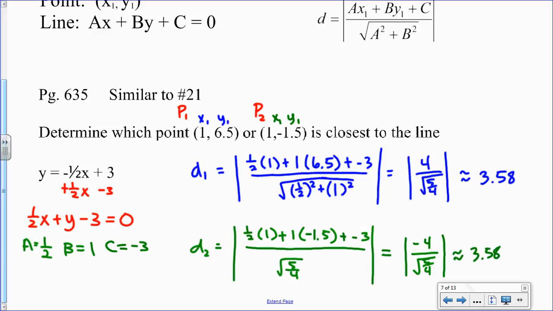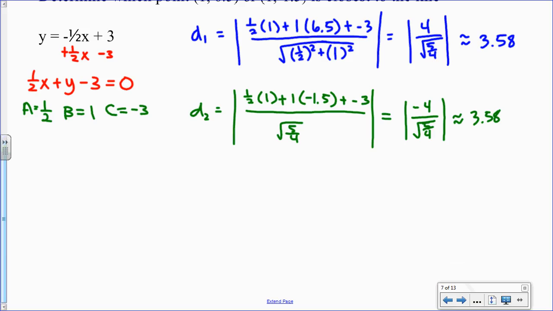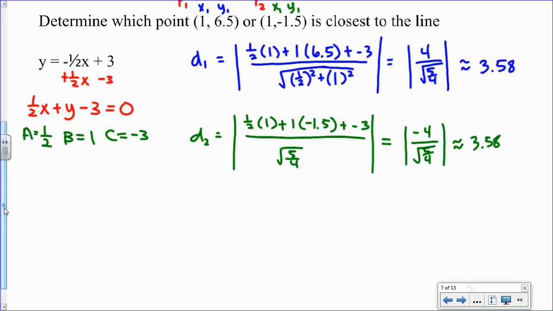So when it asks me which one's closest, I can't really answer that. I have to say that these 2 points are the same distance, or are equidistant, to that line.